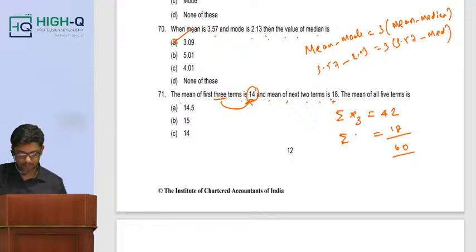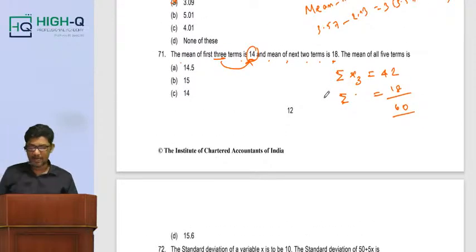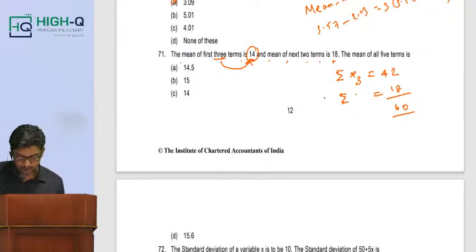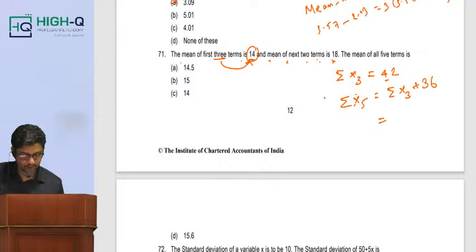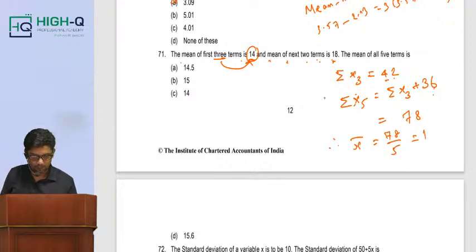So now they ask you to find the mean of the 5 terms. Actually, the mean of the next 2 terms is 18. So what exactly will happen is, look at this, my dear. Sum of all 5 terms is equal to sum of first 3 terms plus 36, which is 42 plus 36. What is 42 plus 36? 78. Therefore, x bar equals 78 by 5. Tell me what is 78 by 5? 15.6.